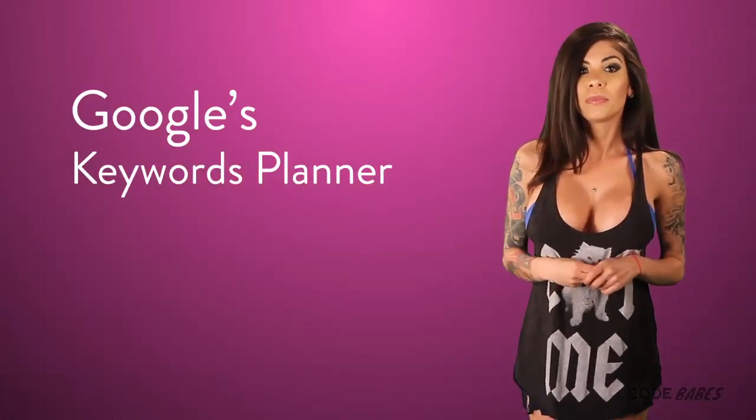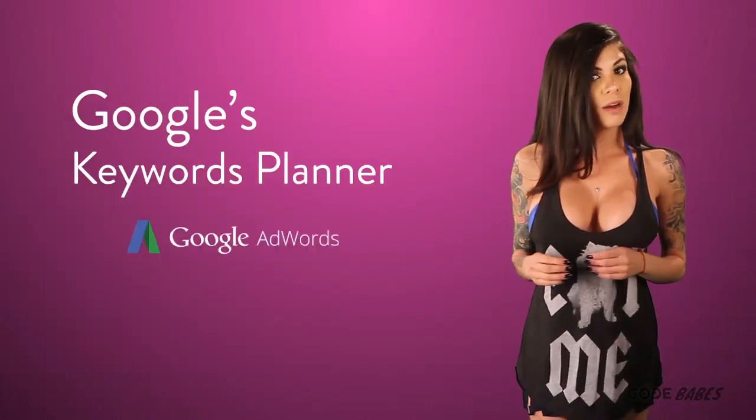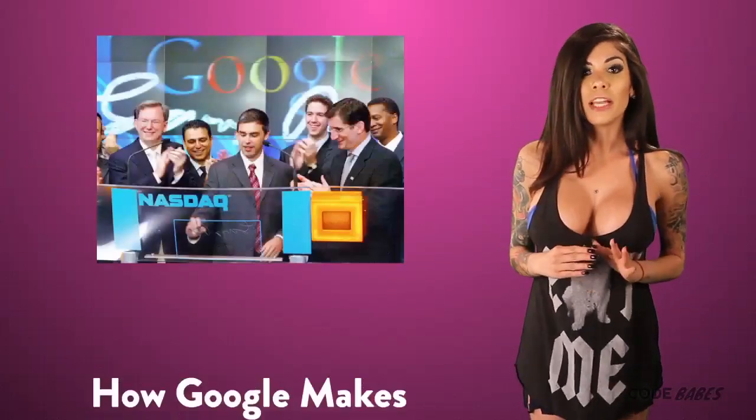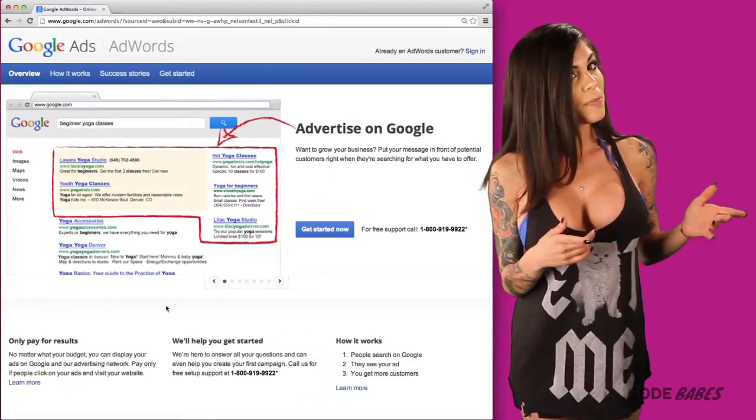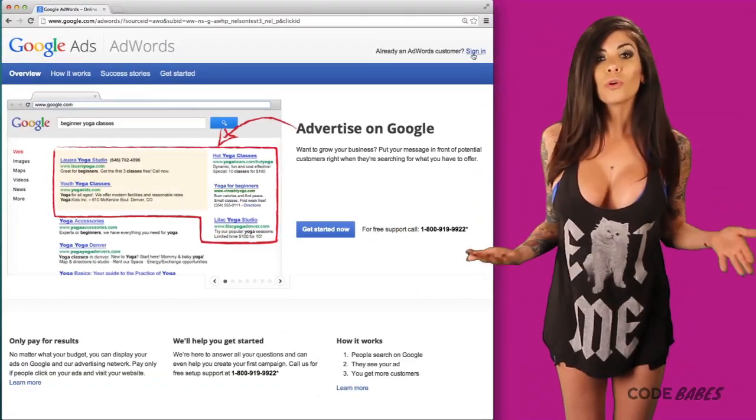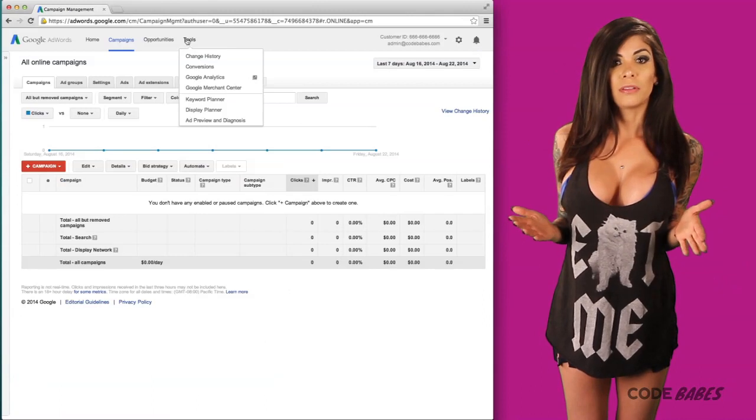One way to research this is with Google's Keyword Planner. The tool comes with a free AdWords account. AdWords is Google's paid search advertising program, the stuff that shows up at the top and sidebar of search results. What we're looking for is the Keyword Planner. Let's open it up.